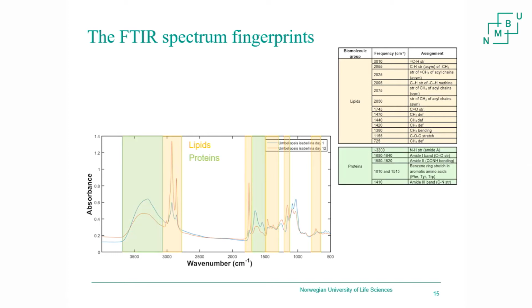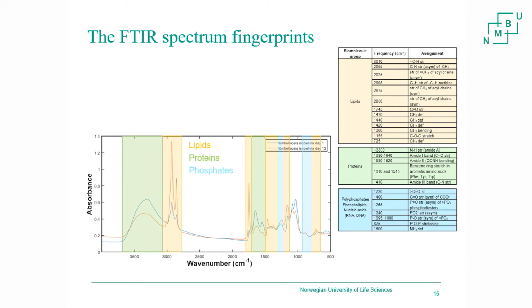The next component is proteins. We have proteins basically in two areas of the spectrum, but the most often used area for the proteins is between 1700 and 1500. That area gives us information about amide-1 and amide-2 bands.